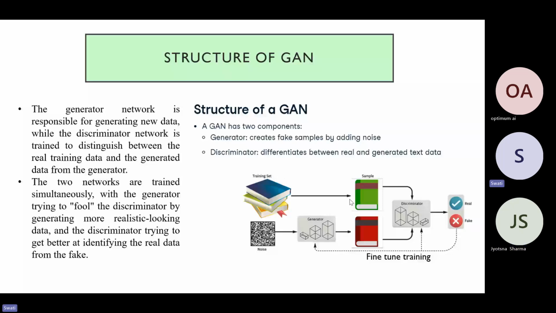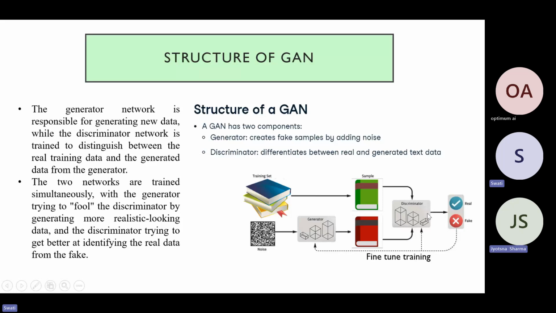As I said, it consists of two neural networks, two main parts, generator and discriminator. So here you can see there is a generator, and here is the discriminator. The generator is responsible for generating new data, while the discriminator distinguishes between the real data and the generated data from the generator. For example, we have this training set here. This is the real data. A sample from this will be sent to the discriminator, and to the generator we will give some noise, like a random distribution. The generator will generate some data, and it will also send it to the discriminator. So the job of the discriminator here is to identify which one is fake and which one is real.